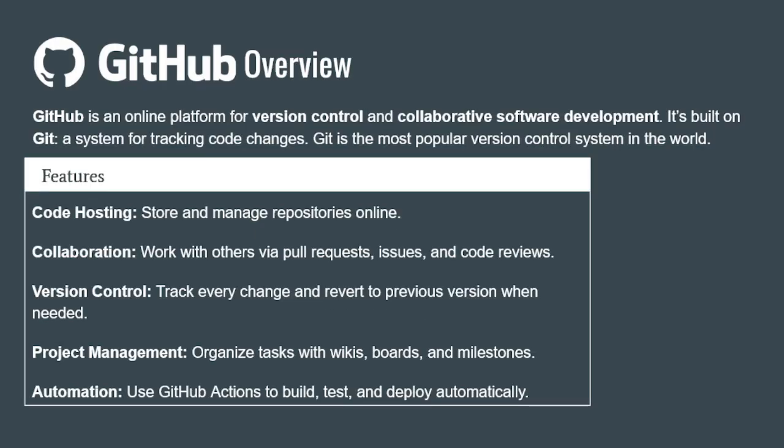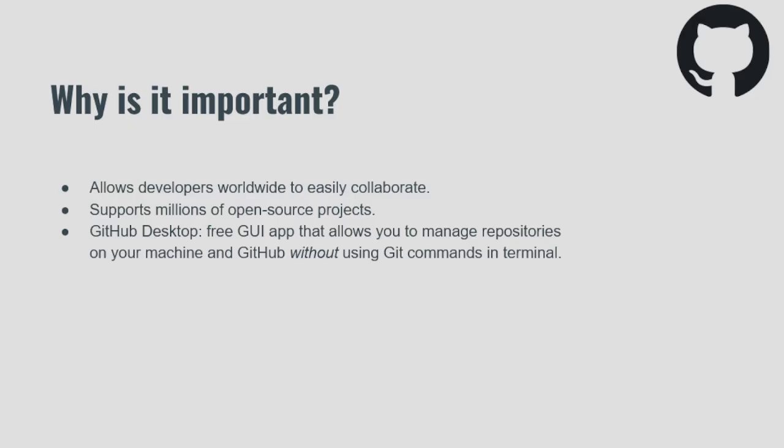So what is GitHub? GitHub is an online platform for version control and collaborative software development. It's built on Git, which is a system for tracking code changes, and Git is the most popular version control system in the world. So I listed some main features here, which include code hosting, collaboration, version control, project management, and automation.